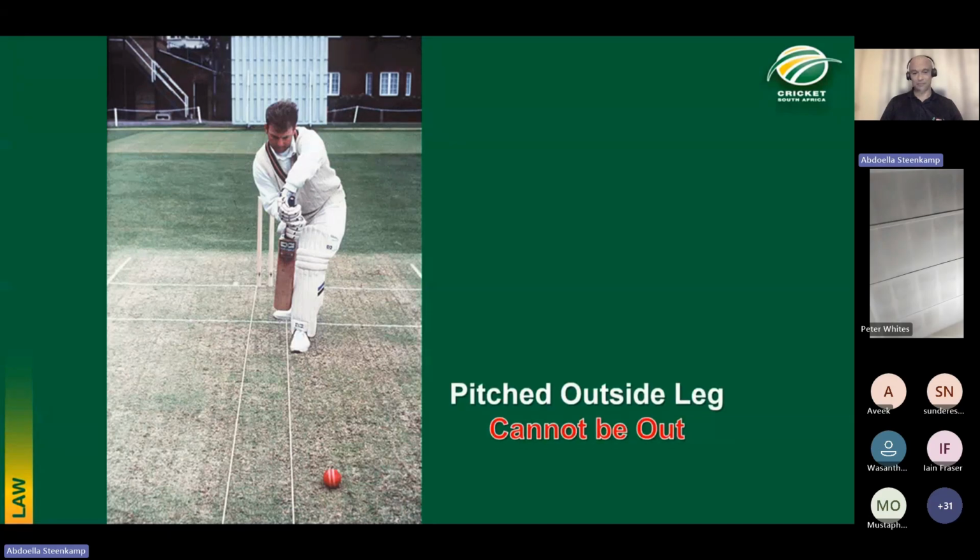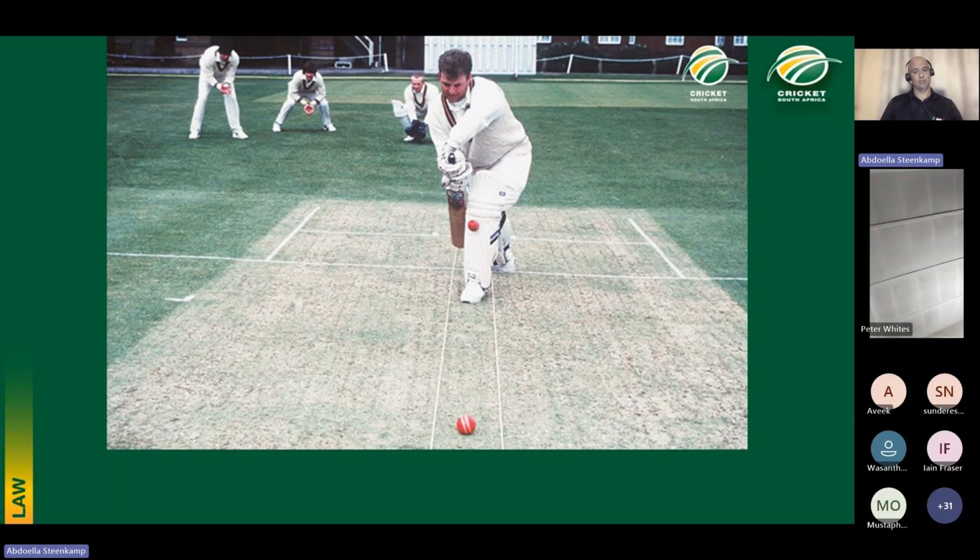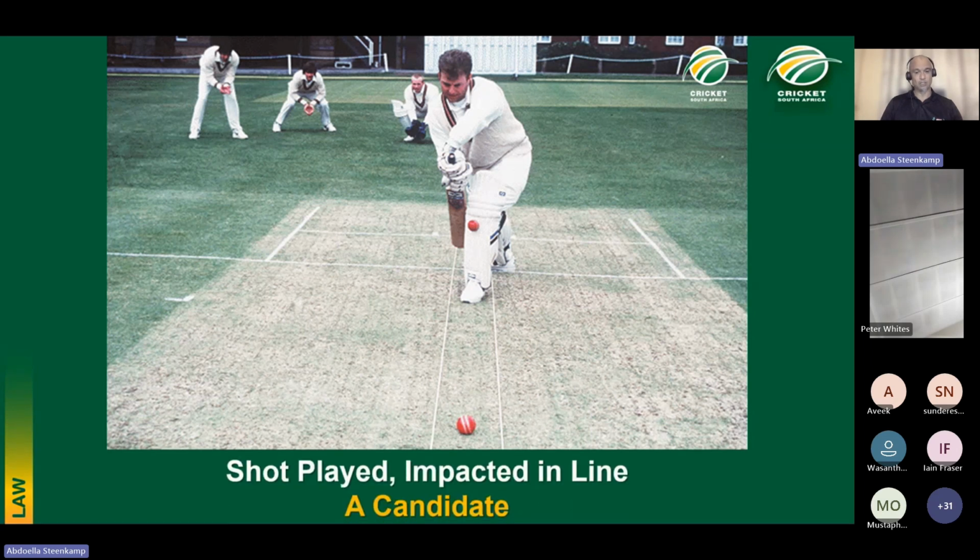Pitching outside leg, never be out. So let's go through the law. Where did it pitch? Did it pitch in line or on the offside? It pitched in line, so we're happy with where it pitched. Where was the impact? The impact was in line. So what is the last question that you need to ask yourself? Would this have gone on to hit the wicket? If your answer to that question is yes, give the striker out. If no, not out.